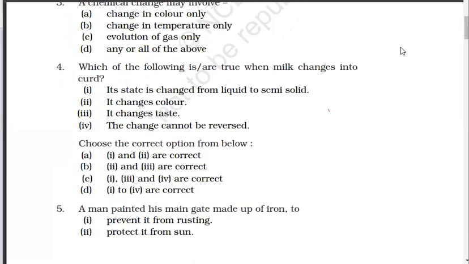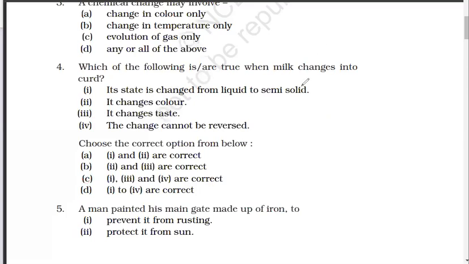Fourth one. Which of the following is or are true when milk changes into curd? Guys, just write fourth and then answer. This also we have done. It is a change from liquid to semi-solid, it changes taste, it cannot be reversed. The answer is C. It does not change its color, right? Curd is white only. But all the others, 1, 3, and 4. Yes, C. Fourth, C.